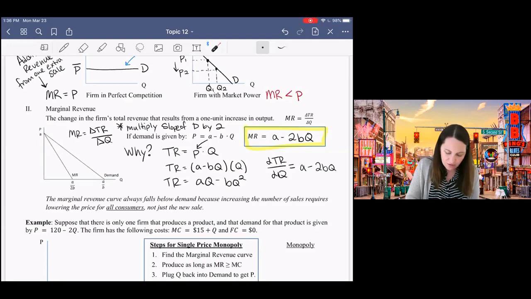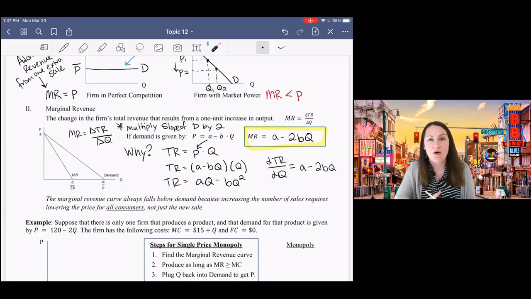Your marginal revenue equation has the same intercept. It's going to start at the same point as the demand curve, and then it's going to come down and intersect the x-axis at half of demand's intercept. Because it's twice as steep, it comes down twice as fast, so the intercept will be half of the intercept for the demand curve. Marginal revenue will always look like that.